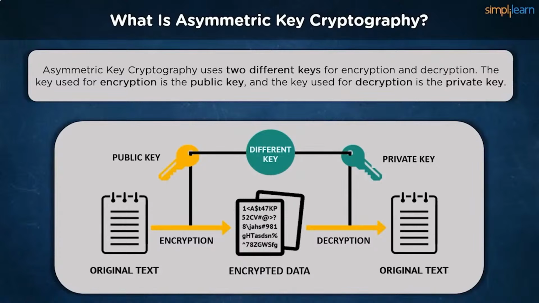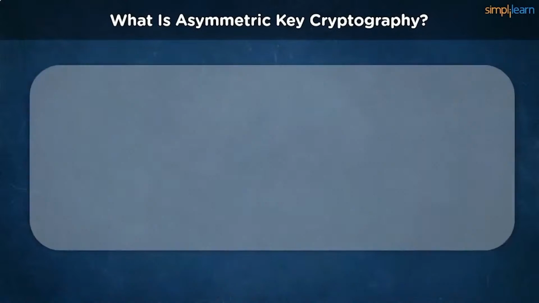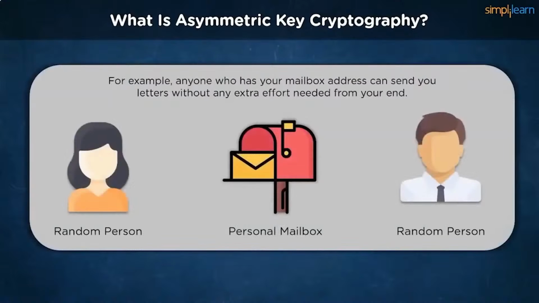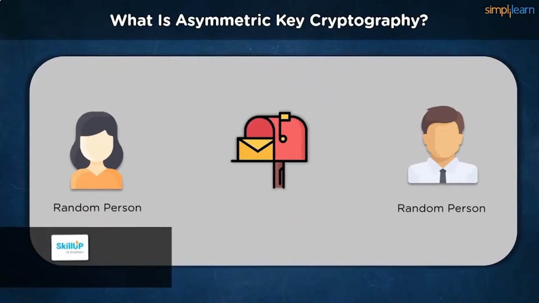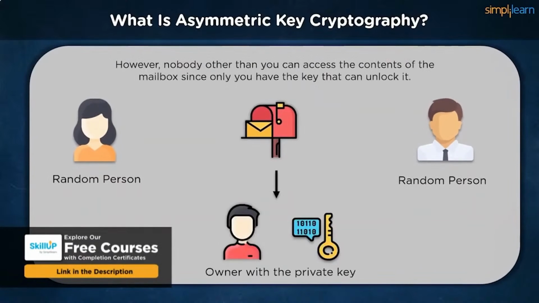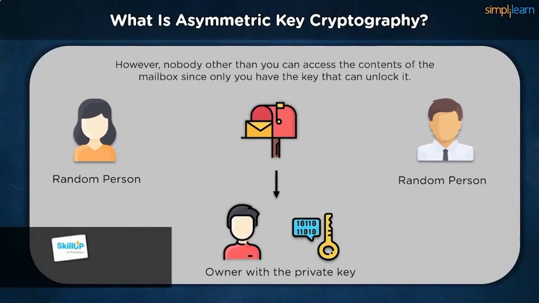To understand this better, take the analogy of your mailbox. Anyone who wants to send you a letter has access to the box and can easily share information with you. In a way, you can say the mailbox is publicly available to all, but only you have access to the key that can open the mailbox and read the letters in it. This is how the private key comes to play.